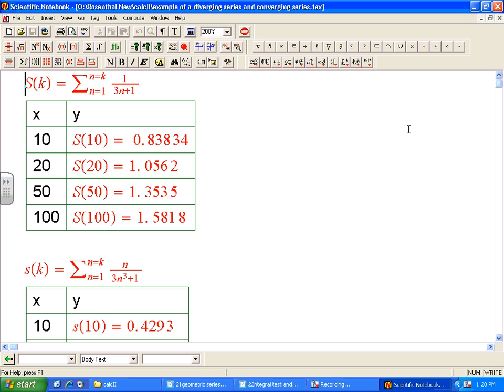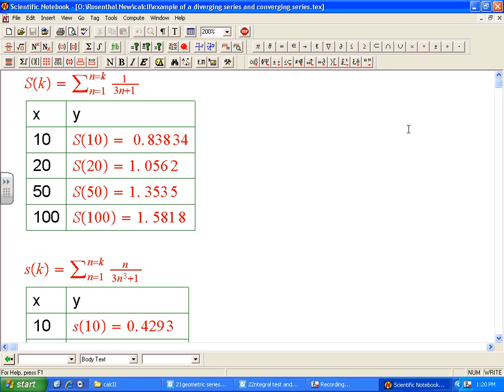Take a look at the second series that I have here, n over 3n cubed. Look at the dominant terms, n over n cubed. That's going to behave like what? n over n cubed, which is the same as 1 over n squared, right? So this series is very much like 1 over n squared. We just saw that one was convergent, right? And the first one is 1 over n.